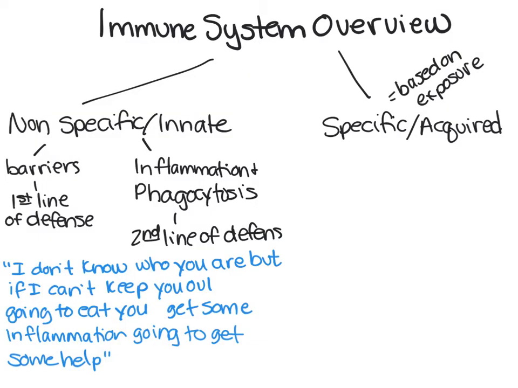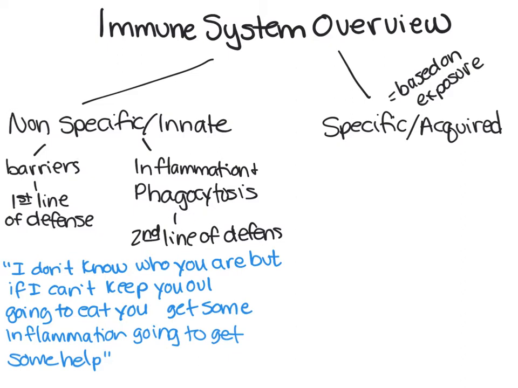So the next thing we're going to be talking about is transferring from this nonspecific innate immune system to the specific immune system. This is kind of where we left off, right? We just talked for the last few minutes about the nonspecific immune system, innate. This is the stuff you're born with. The first line of defenses, those are your skin, your mucous membranes. And then we just talked about inflammation and phagocytosis, which is the second line of defense.